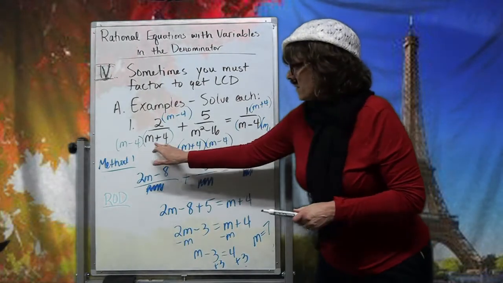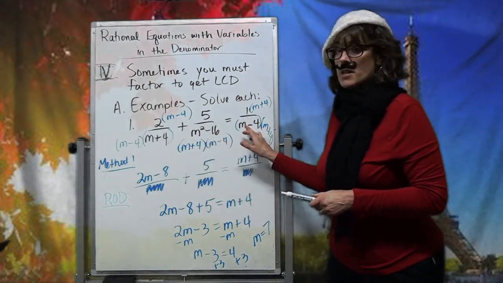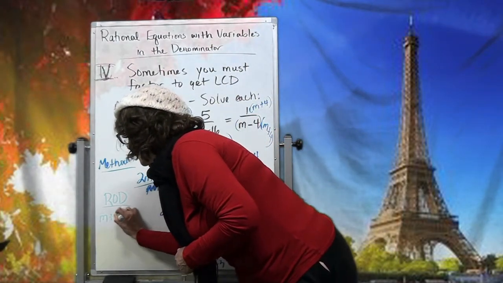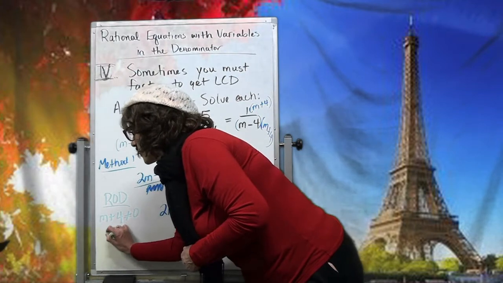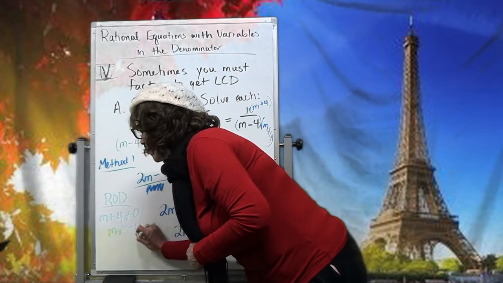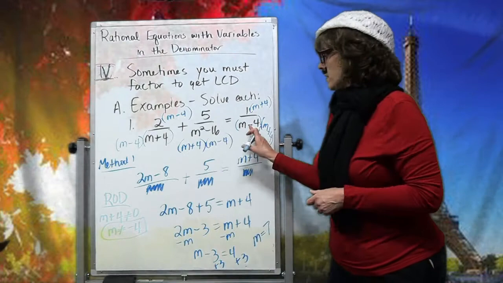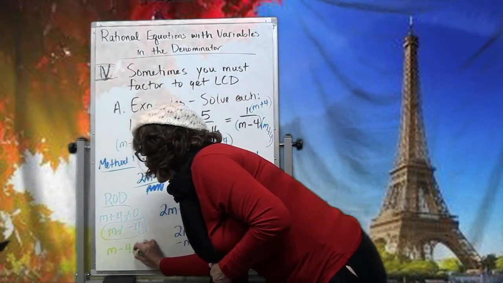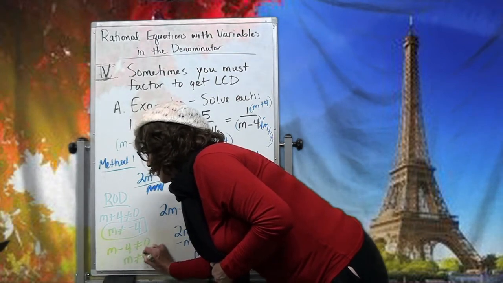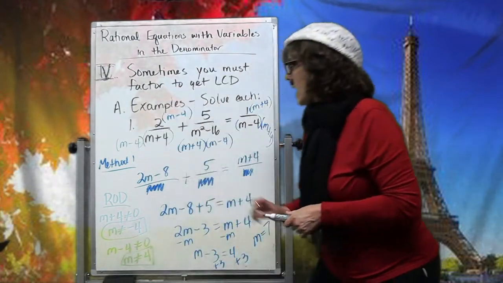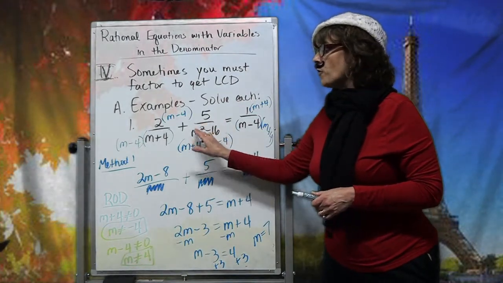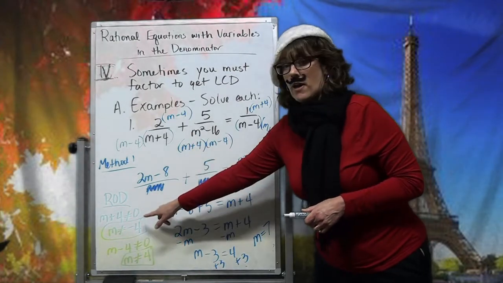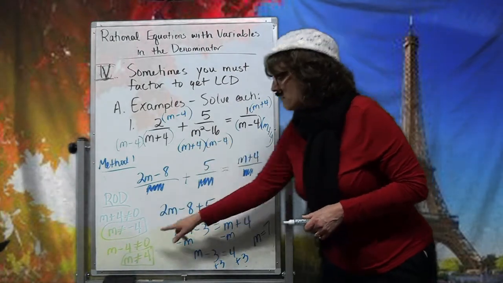But notice that my denominators are not the same. So I need to check this denominator of m plus 4. I don't want that to be a 0, which means my m had better not be a negative 4. This one, my m minus 4, I don't want that to be a 0, so my m had better not be a positive 4. And on this one, I need to check its factored form. Factored form right here. So that m plus 4 had better not be a 0. We already took care of that. The m minus 4 had better not be a 0. I already took care of that.